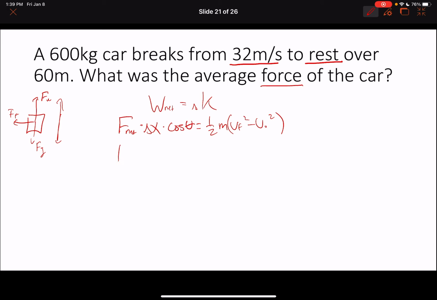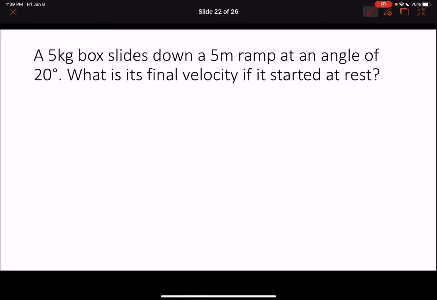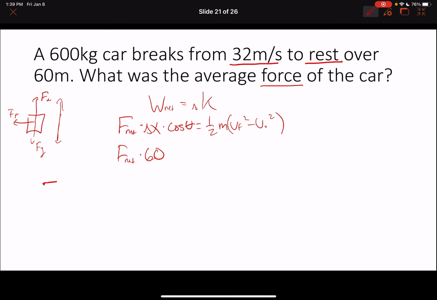We would know that our displacement is 60. And then cosine theta, well, what direction is my displacement? My displacement is to the right because I am still going forward. Even though I'm hitting the brakes and slowing down, I'm still moving forward. If you hit the brakes in your car while you're driving forward, you keep moving forward even though you're slowing down. So my displacement is to the right, but my force is to the left.